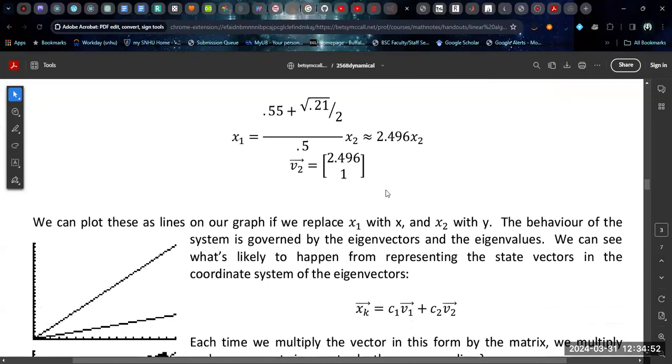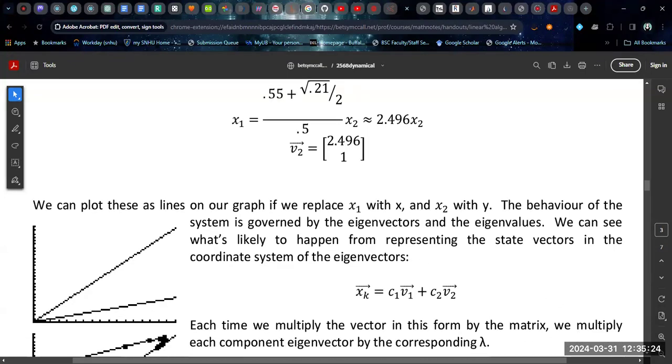Now we can plot these on our graph. Essentially, remember that the slope is the change in y over the change in x. The change in y here is 1. The change in x here is 2.496. And so we can plot this as a parametric equation. That's also possible to plot them like that.